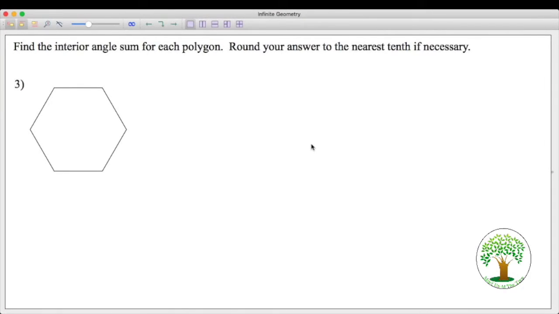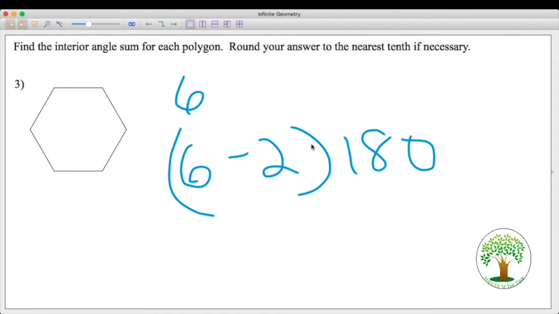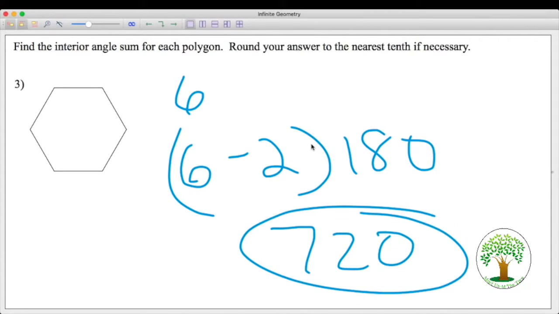Number 3, find the interior angle sum of each polygon, rounding to the nearest tenth if necessary. Okay, so what is the number of sides for this one? 6. All right, so what formula do I put this into? 6 minus 2 times 180. I don't know why we'd need any rounding, but what is 4 times 180? 720. Someone verify that. Verified. Okay, good.